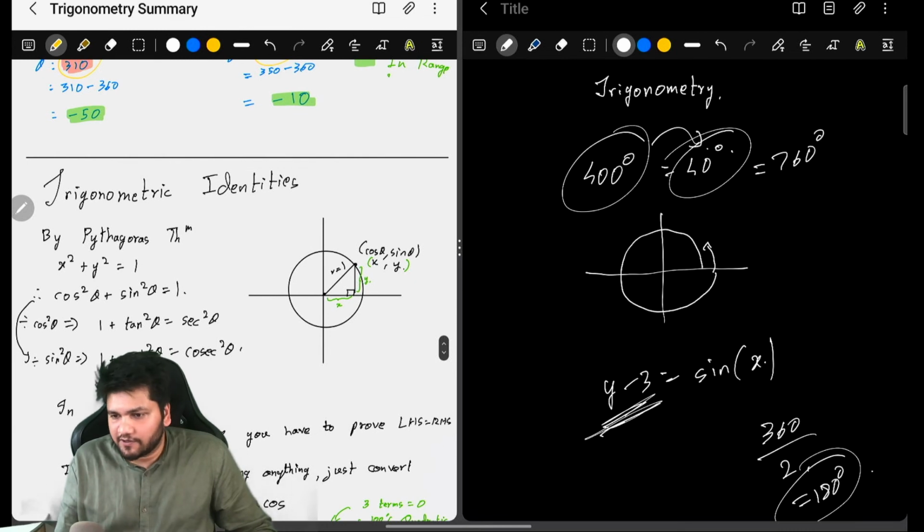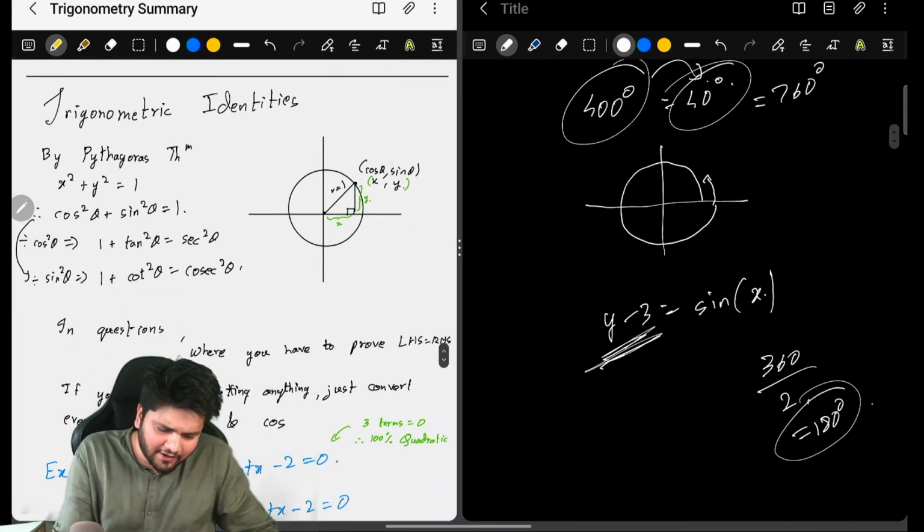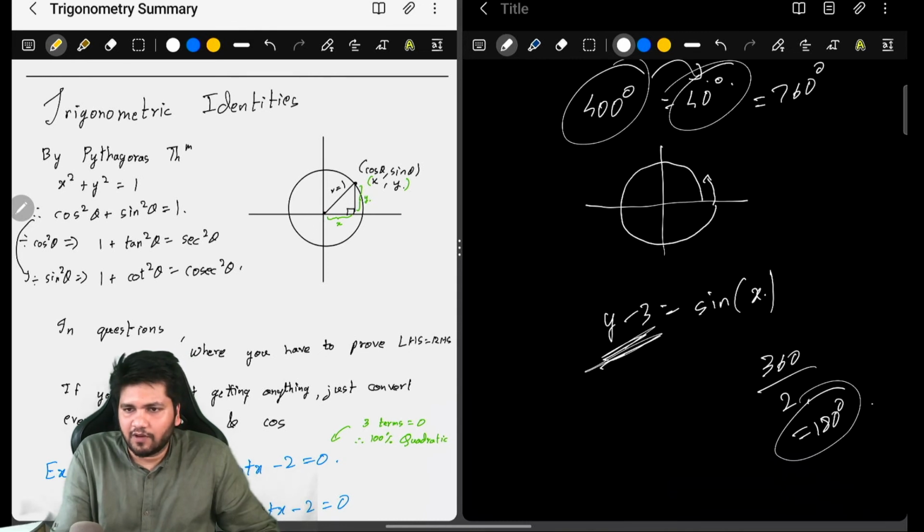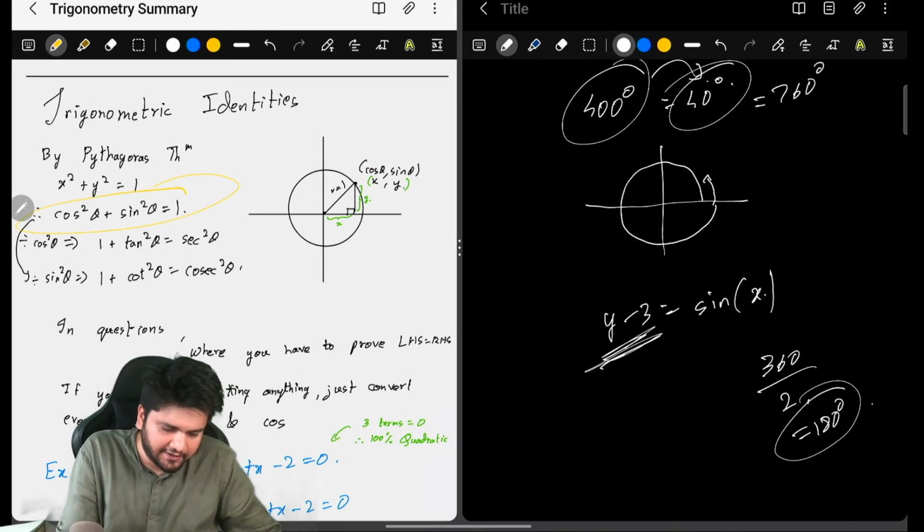Now the next topic is trigonometric ratios, identities. Now remember this thing, we had cos theta, sine theta, x and y. So same thing, the first identity, we are going to do it using Pythagoras theorem. x square plus y square is equal to r square. r square is nothing but 1. So therefore, cos square theta plus sine square theta is equal to 1. This is the first identity we get.